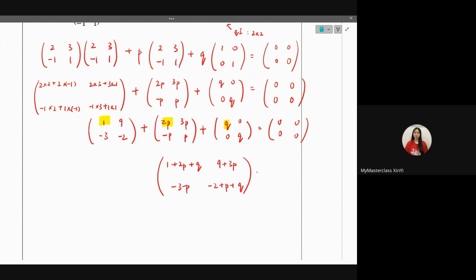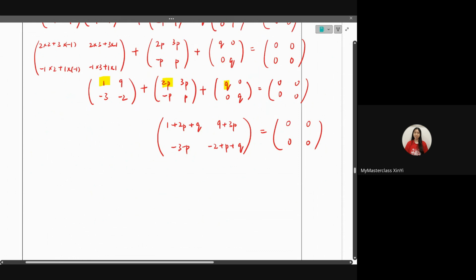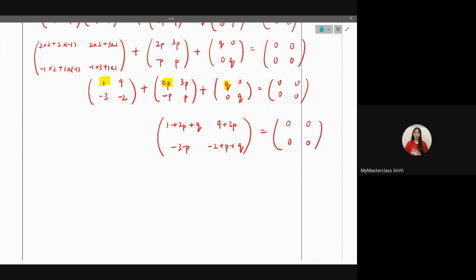Okay, then this is equal to 0, 0, 0, 0. Over here, when you have a matrix equal to another matrix, you compare each of the entries directly. To find the values of P and Q, the easiest is to start off with this, where there's only one unknown, P.